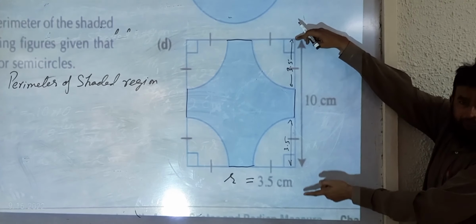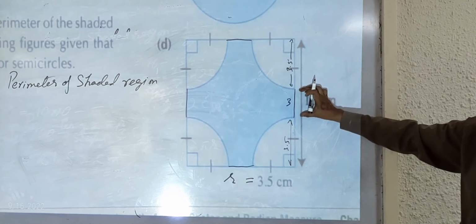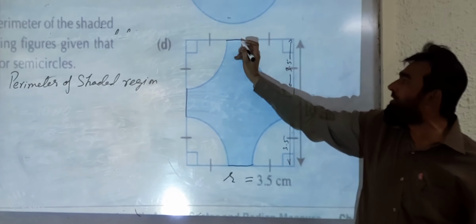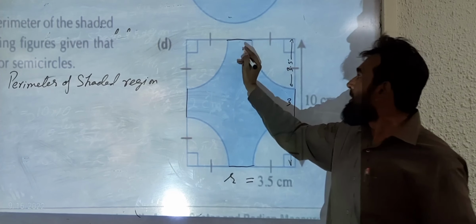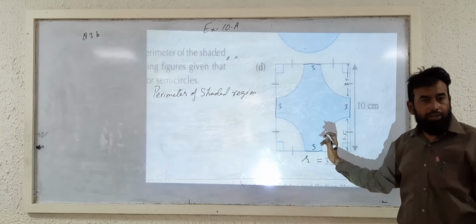Out of 10, you are subtracting 7. So remaining is 3 centimeter. So this line is 3 centimeter. This is also 3. This is also 3. This is also 3. Okay?